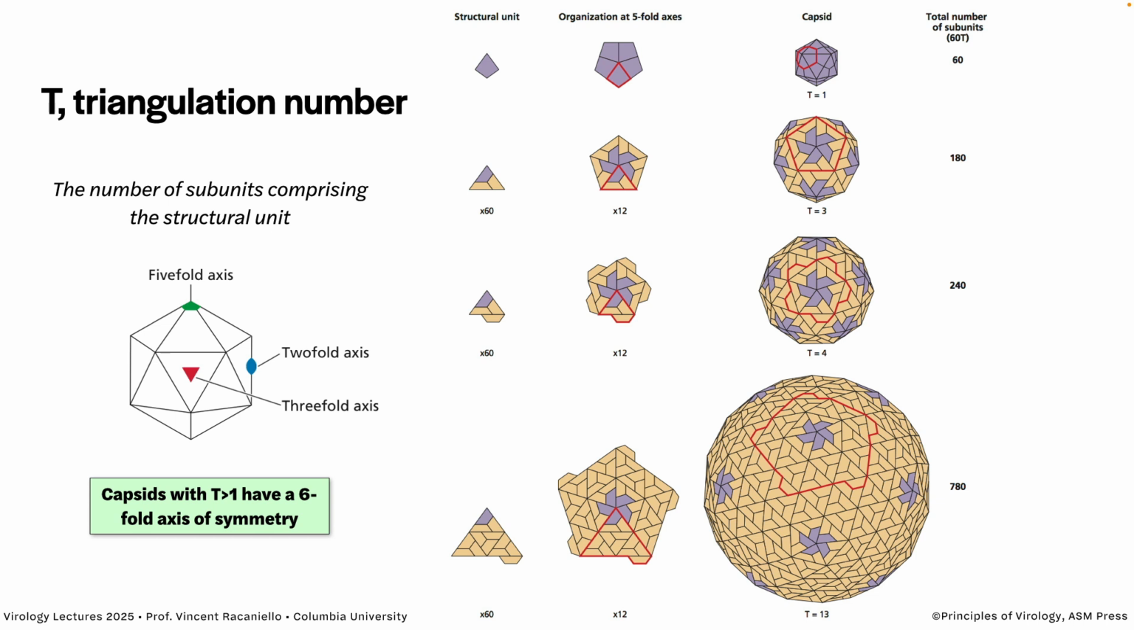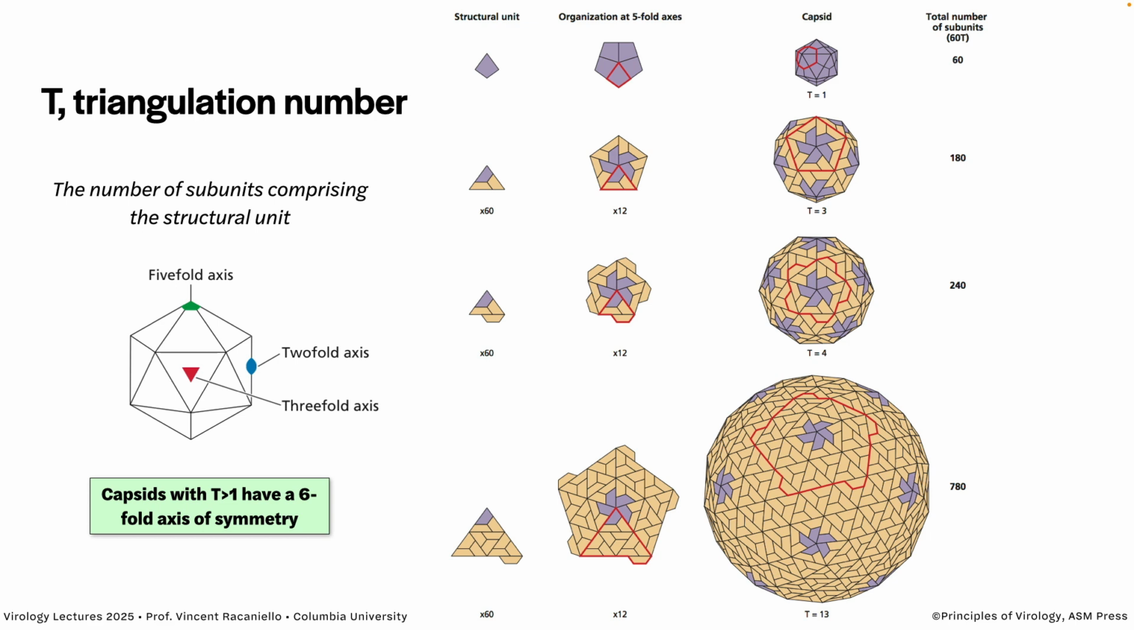Anything greater than T equals 1 has a 6-fold axis of symmetry. So T equals 1 is the only one that fits the Watson and Crick equivalence for everything in the capsid. Anything greater than T equals 1 is quasi-equivalent, okay?